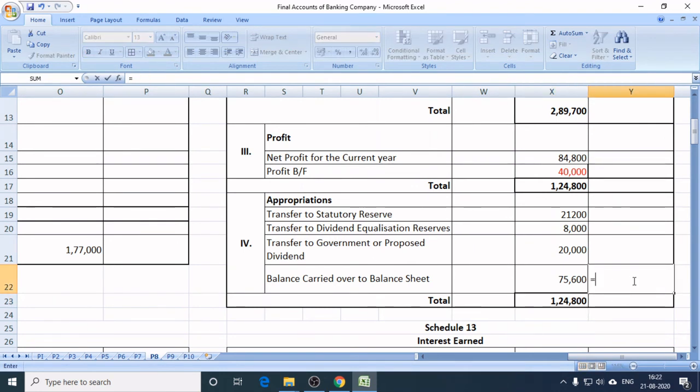See, from 1,24,800 I have deducted 21,200, which is transferred to statutory reserve. Then I deducted 8,000, which is transferred to dividend equalization reserve. Then I deducted 20,000, which is declared for the payment of dividend. So 75,600 is the balance which will be carried over to balance sheet. And let's show that balance here.